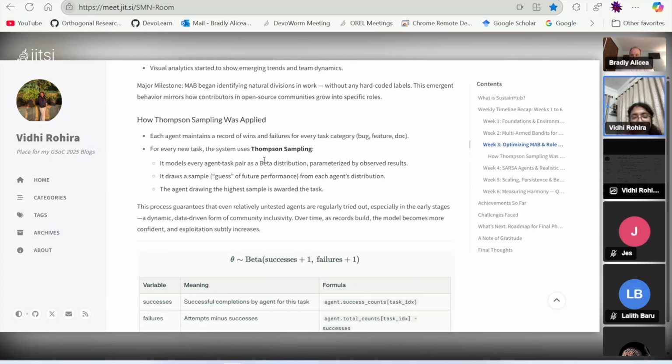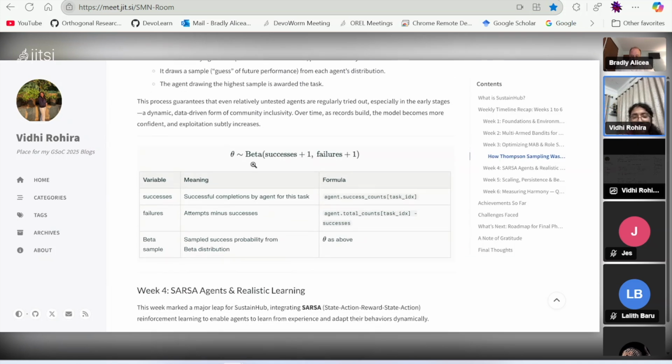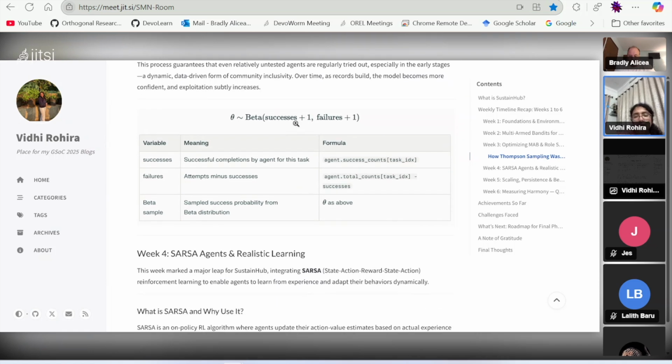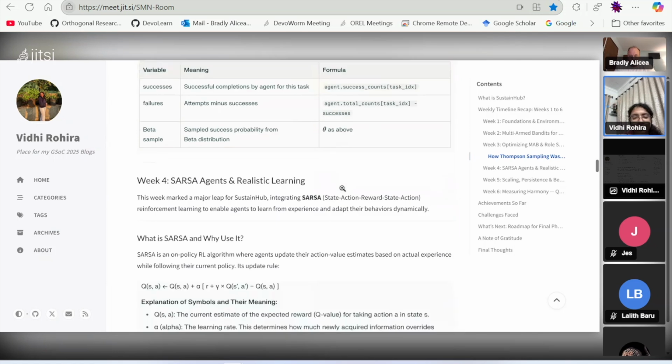I have added something about Thompson sampling, which I've again used. This is the math behind multi-armed bandits: theta is approximately equal to Beta(successes plus 1, failures plus 1). That is how it is calculated. If the agent does the task, it's a success, and if it chooses to do the task but fails, that is a failure. So the successes keep getting added after each step, and failures depend on what the agent does in each step.